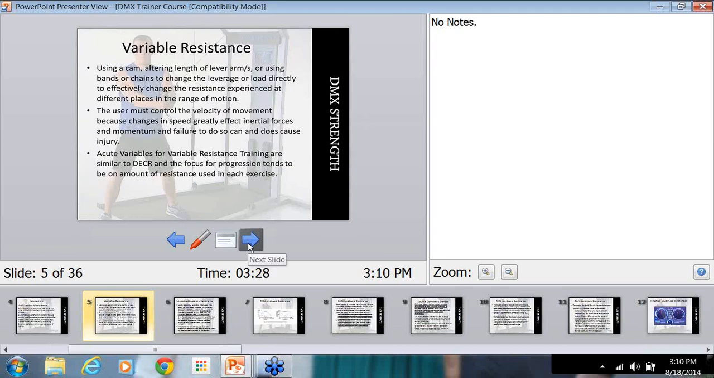Variable resistance training. The most famous of this is Nautilus, which used a cam. You can also alter the length of a lever arm, or you can use bands or chains. What you're doing is changing the leverage or the load directly as it is moved throughout the range of motion. You're changing it at different points, and your goal is to match the strength curve of the muscle, because muscles and joint systems allow you to produce different levels of maximum force at different positions within the range of motion because of the way the joints and muscles work.